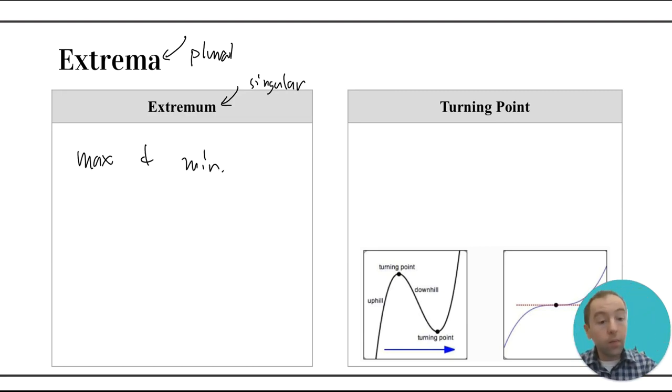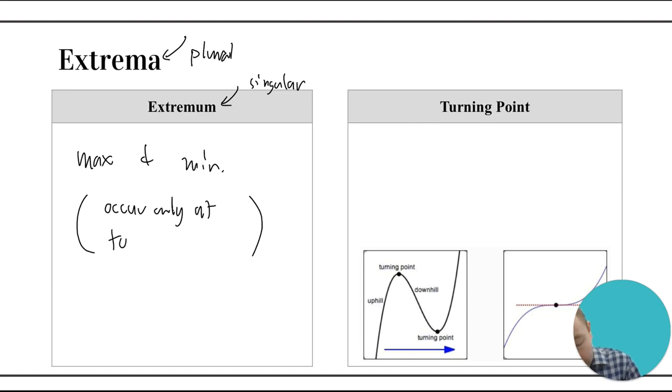One thing that's really important to understand about maximum and minimum points is that they occur only at turning points of the graph of a function. So we need to define what it means for us to have a turning point. So right next door, of course, is where we want to define what a turning point is.